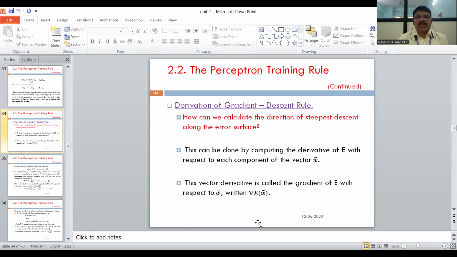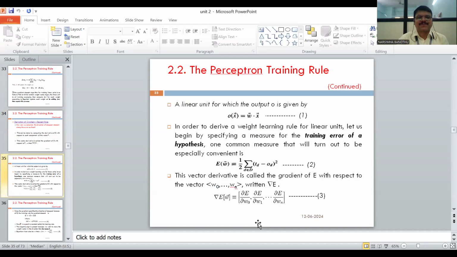This can be done by computing the derivative of capital E with respect to each component of the vector W. W is nothing but the weight vector here. This vector derivative is called the gradient of capital E with respect to W, written as gradient E of W. A linear unit for which the output is given by o of x is equal to W dot x, this is equation 1.